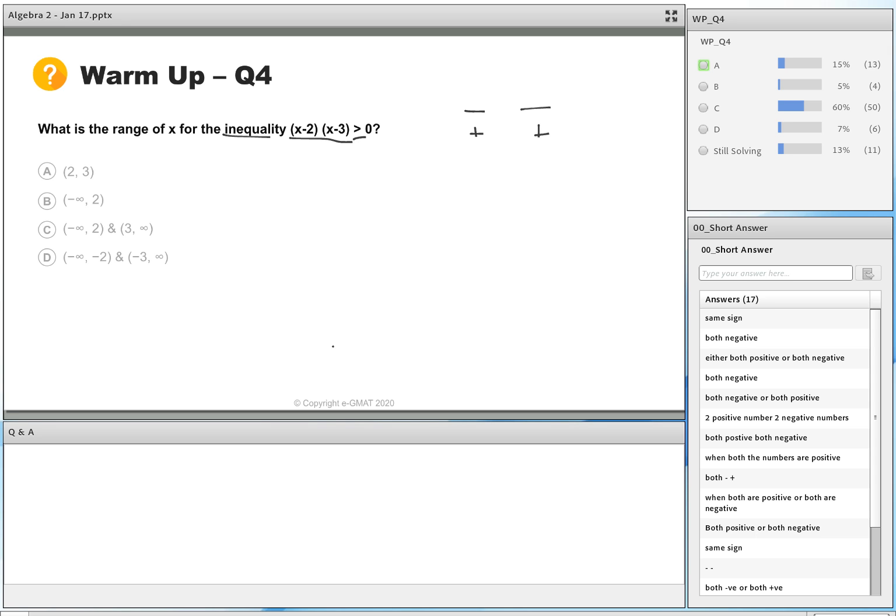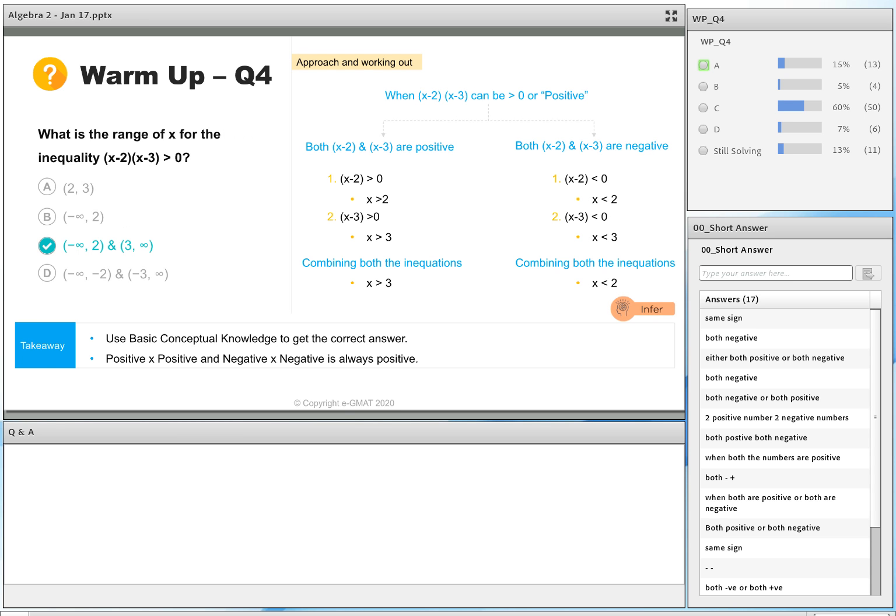So let's understand how to solve this question using that method first. As you already told me, both of these should be either positive or negative. So when both of these are positive, let's take one by one. x minus 2 is positive, that means x minus 2 is greater than 0. Similarly, x minus 3 is greater than 0. From x minus 2 being greater than 0, we can say that x is greater than 2. And from the second condition, we can say that x is greater than 3.